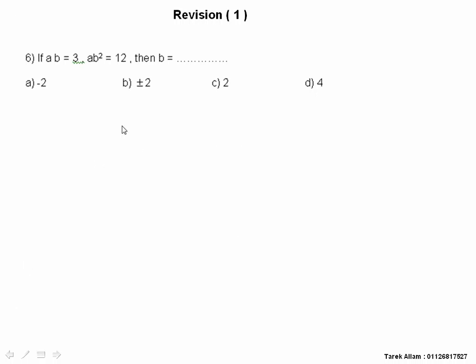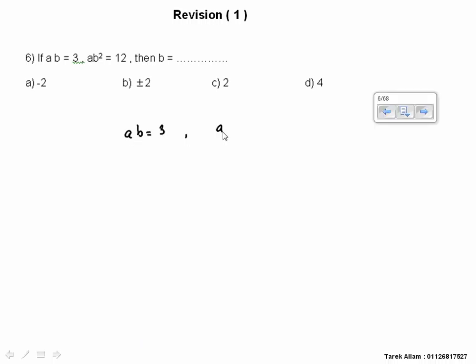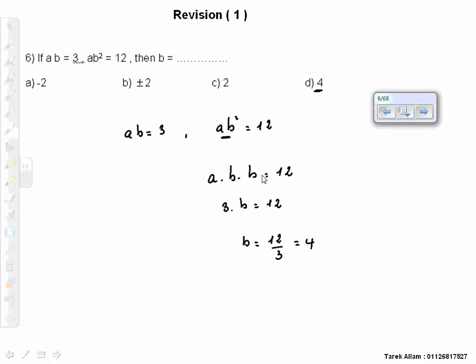Very well. Question number 6. If AB equals 3 and AB square equals 12, then B equal dots. So to find the value of B, we will convert AB square to A times B times B equal 12. Here is A, B square, B to the power of 2, it's B times B equal 12. And the value of AB equals 3. So 3 times B equal 12. And the value of B equal 12 divided by 3, B equal 4. So the correct answer is choice number D, 4.